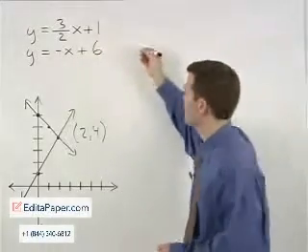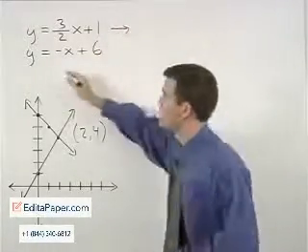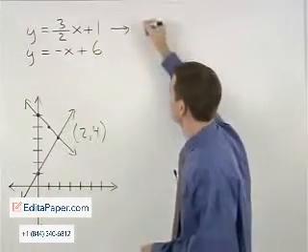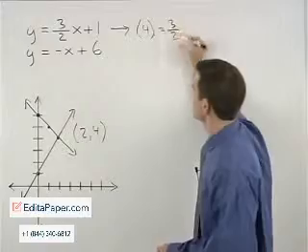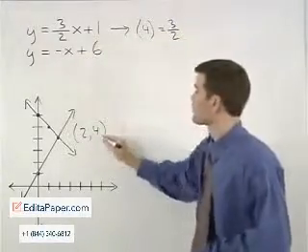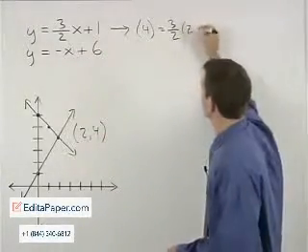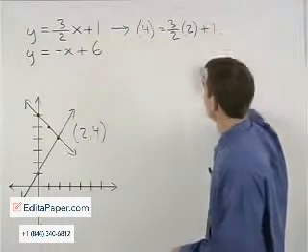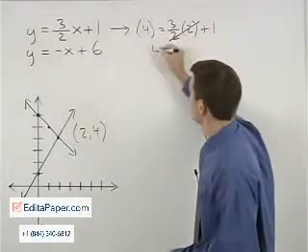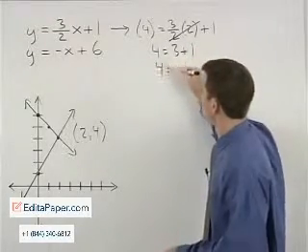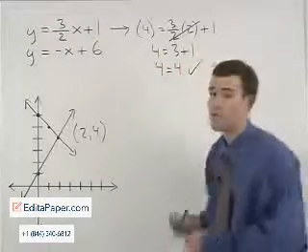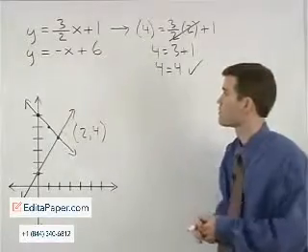For our first equation, y is 4 equals 3/2 times x, which is 2, plus 1. The 2's cancel. We have 4 equals 3 plus 1, so 4 equals 4, and our first equation checks.